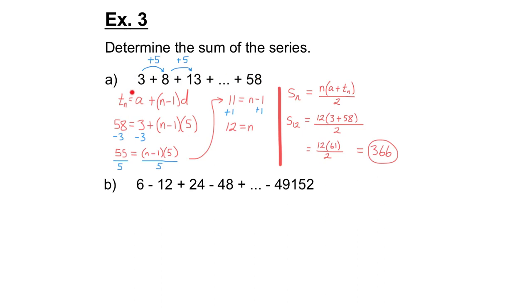Now you can follow the same method for this next one, but just watch out, this is not an arithmetic series. This is a geometric series. However, you can still figure out what n is first and then find the sum of those first n terms. So pause the video and try this one on your own.